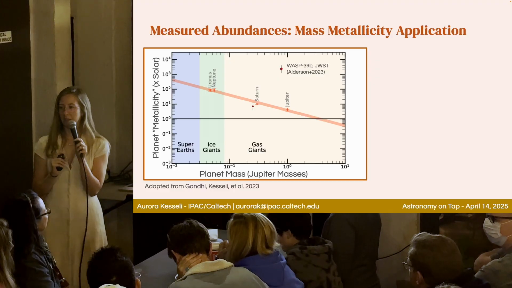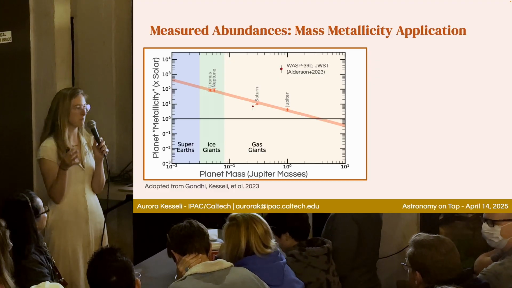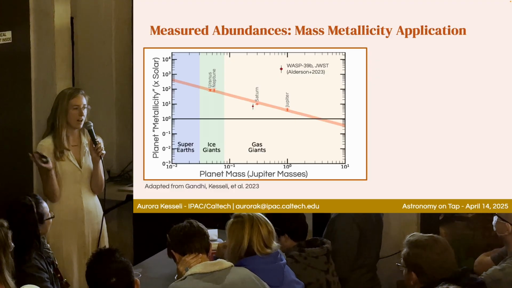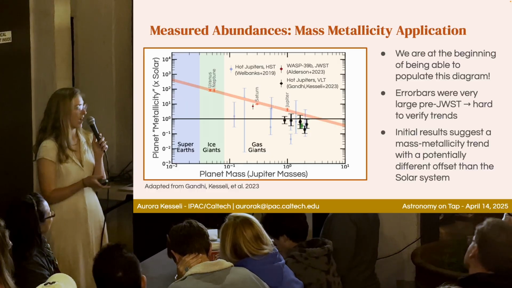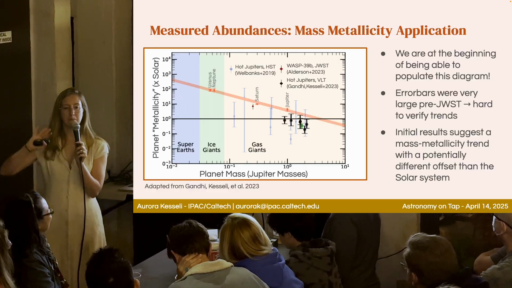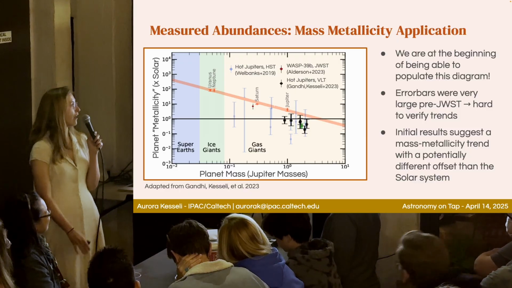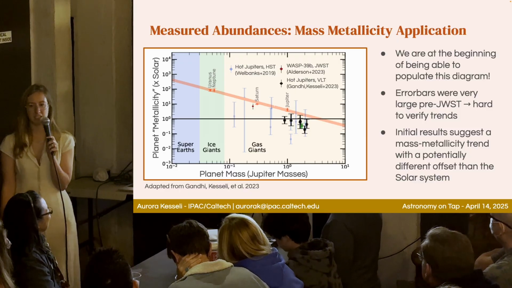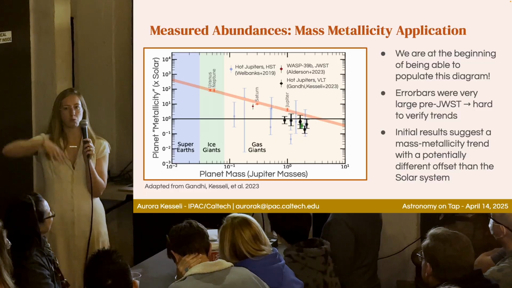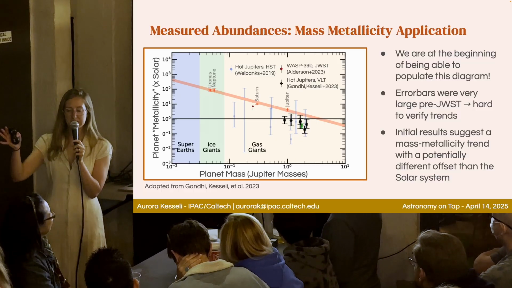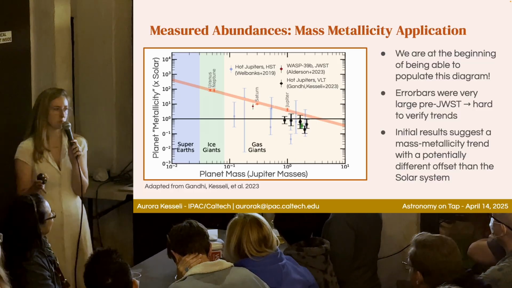I have to say we are at the very early stages of being able to populate this plot. So I'm plotting a bunch of data that was taken before this WASP-39 initial JWST data set. Everything in blue is from the Hubble Space Telescope, and you can see that the error bars are really large. So JWST is doing way better than what we could do with HST.